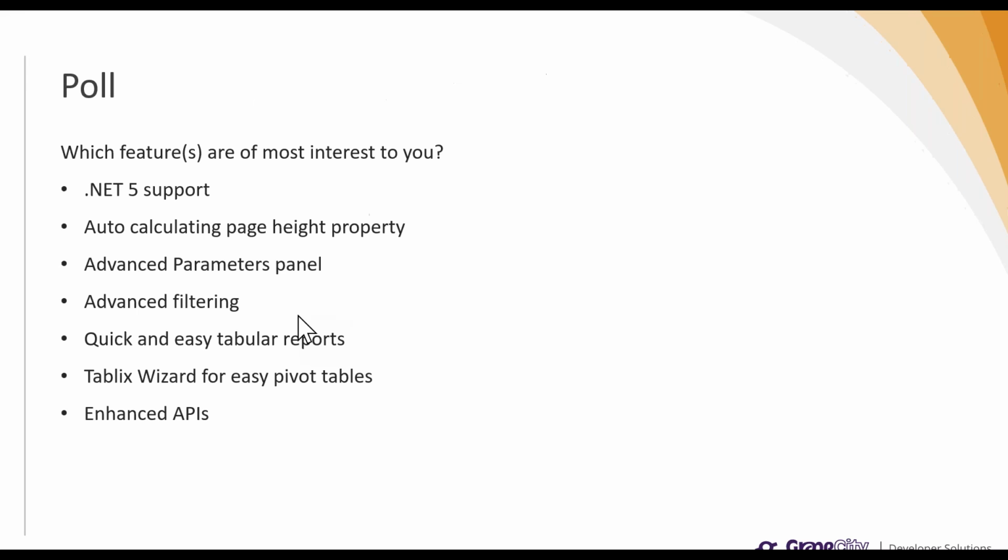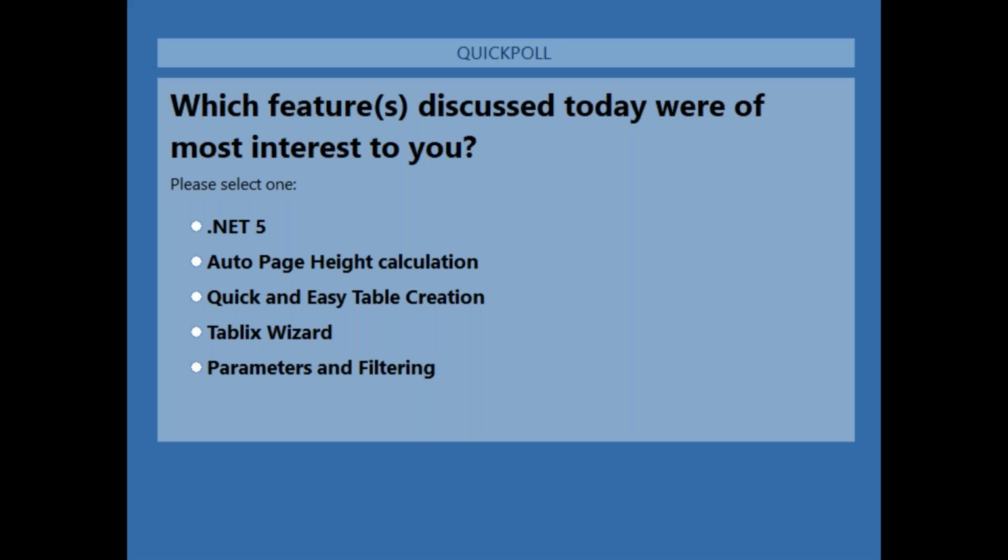Okay, so very quickly, just a quick second poll here. Just wanted to understand which of these features do you find the most interesting. So quickly give, if you don't mind, answer these questions real quick. We'll give a couple more seconds here. All right, so majority of the people are saying .NET 5 support. Tablix Wizard is pretty popular as well. And then the table and Tablix are pretty popular next.